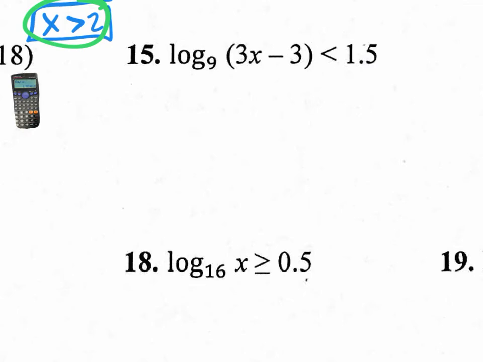Number 15, what do I do? Let's do the easy one first. 3x minus 3 has to be what? Has to be greater than 0, right? 3x minus 3 has to be greater than 0.